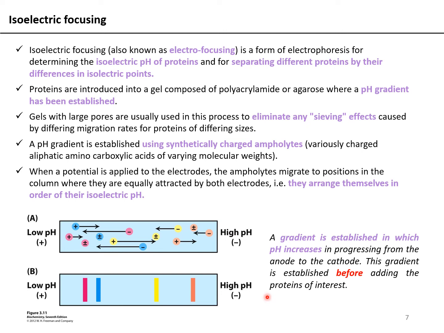So a gradient is established in which the pH increases as one progresses from the anode towards the cathode. So when you move from the anode to the cathode, there is an increase in the pH. This gradient is established prior to adding the proteins of interest to the gel. So this is the first and foremost step.